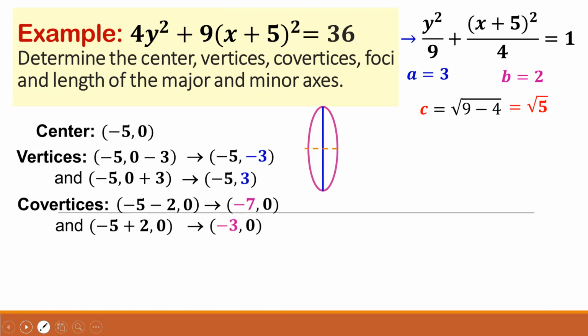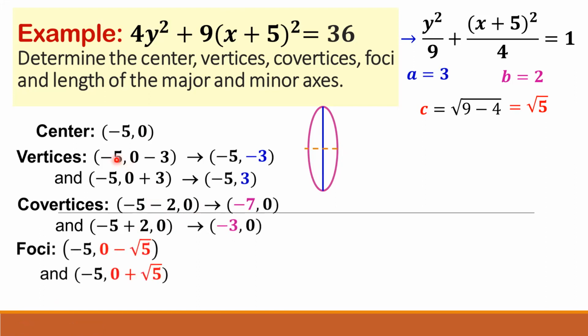Okay? So, again, for the foci, balikan natin yung if we fix yung negative 5. O, yan. Kasi nasa same vertical line sila. Okay? Wherein the x is held constant. Gumagalaw tayo sa y value. No? So, from the center 0, plus and minus tayo ng square root of 5. So, ayun po ang ating coordinates for the foci.